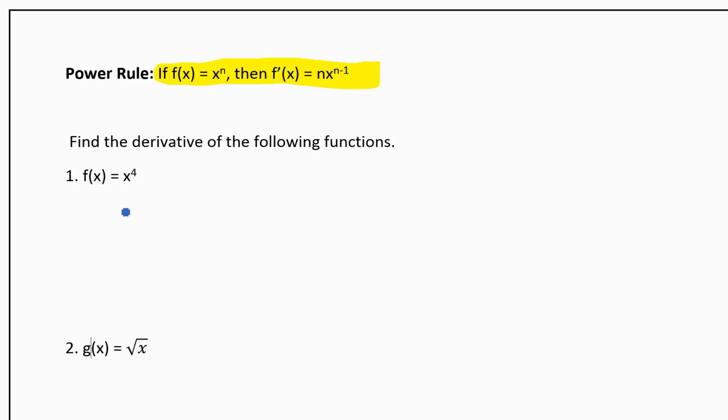Here we have f of x equals x to the 4th. So our n here is 4. So the derivative, we bring the 4 down and it becomes 4x. We subtract 1, so it becomes 3. Okay, you're always subtracting 1.